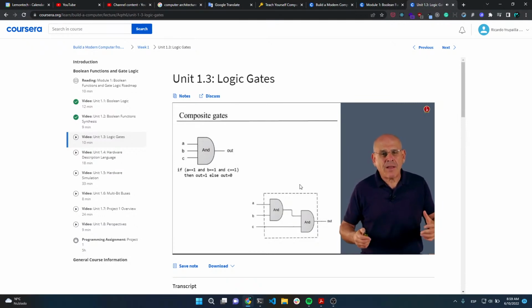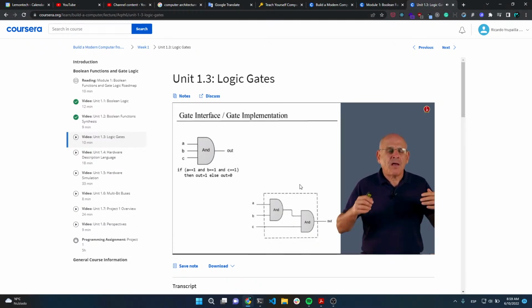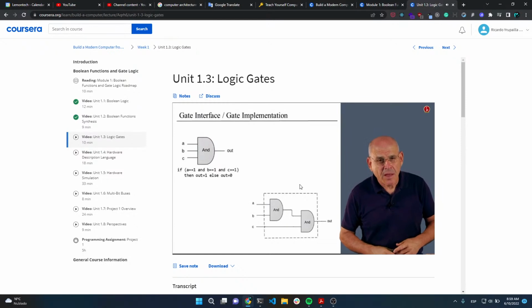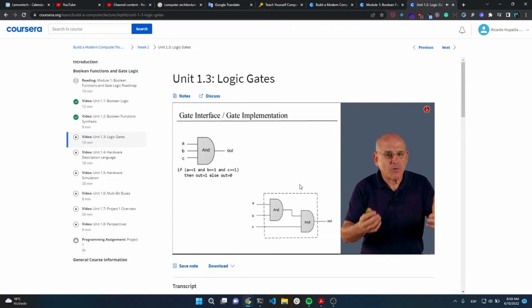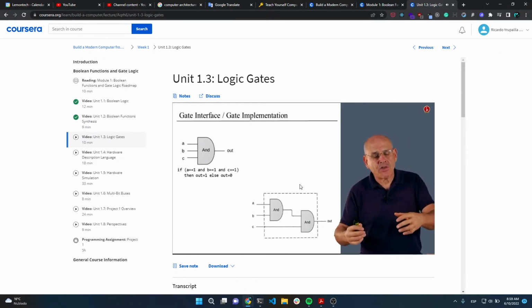So with that, I would like to say a few words about the notion of interface and implementation. The gate interface is the gate abstraction. This is how the user thinks about what the gate is supposed to do. Interface answers the question, what?